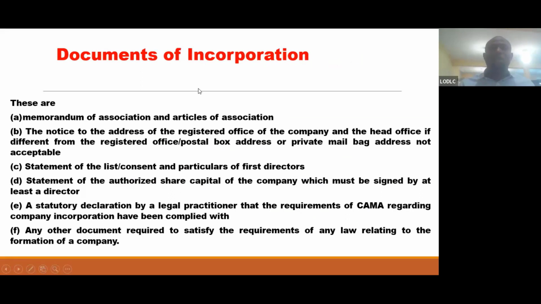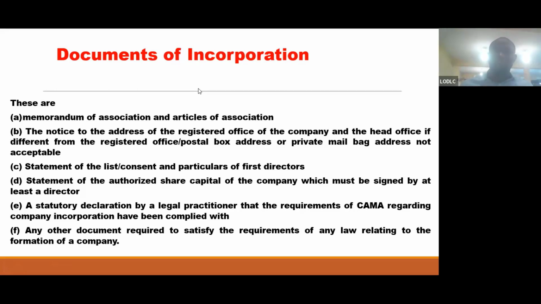So the third learning outcome is documents of incorporation. What do I mean by incorporation? Incorporation simply means when you want to register a company so that the company will have benefit to certain things. Do you understand? So what are the documents that you put together for you to get incorporated? These are the memorandum of association and articles of association.